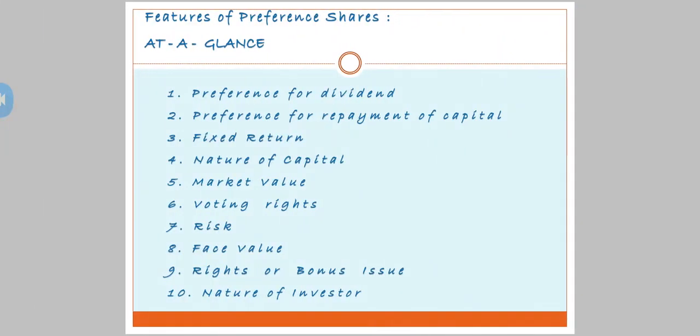Now we have come to the end of the topic. See here, features of preference shares at a glance. Preference for dividend, preference for repayment of capital, fixed return, nature of capital, it's not permanent, market value, we have got voting rights, 7th is risk, 8th is face value which is higher than equity shares, that is rupees 100, rights or bonus issue, clearly it is said preference shareholders have no right issue or bonus issue advantage, and the last one is nature of investor.